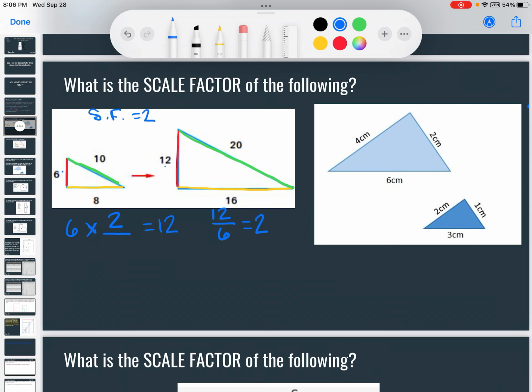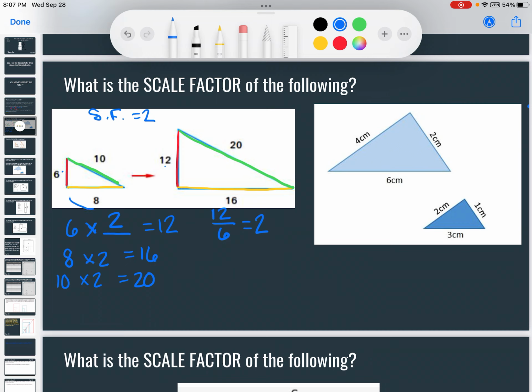should be 2. Now, a good way to check this is that all the side lengths should have the same scale factor, okay? So if my shapes are similar, if they are scaled copies, all of them should be the same. So if I look at my yellow sides there, I'm going to go 8 times 2, because that's my scale factor, is 8 times 2, 16. Yeah, 8 times 2 is 16, so that does work out. And I'll check again with my green side. 10 times 2, does that equal 20? And it does.